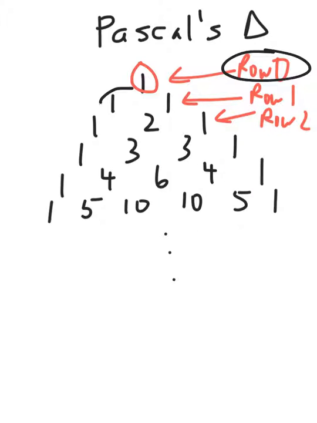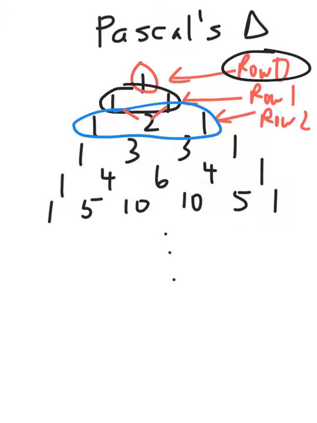This next row, it's got two ones in it, is called row 1. The next row, row 2, has three numbers, 1, 2, and 1. This 2 right here comes from adding the two numbers above it. So 1 plus 1 gave me that 2.